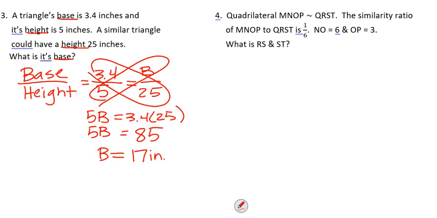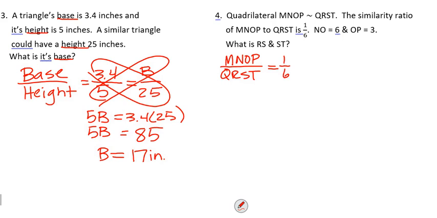Okay, so then this other one over here, number 4, says quadrilateral MNOP is similar to QRST. The similarity ratio of MNOP to QRST is 1/6. So I'm going to go ahead and write MNOP here, and I'm going to put QRST because this is the way I'm going to set my problem up. That's because it says MNOP to QRST, and that ratio is 1/6.